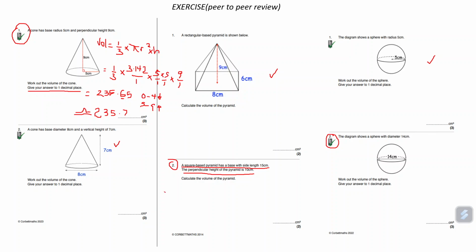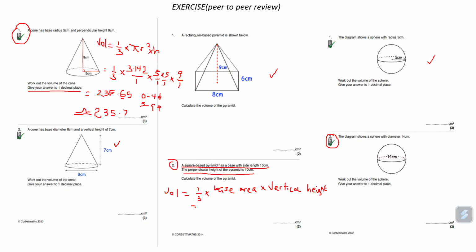So in this case, the formula for the volume of a pyramid is equal to 1 over 3 times the base area times your vertical height. This is the vertical height.